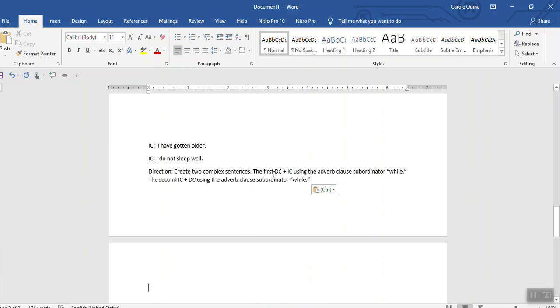I want you to create two complex sentences, but now I want you to use the adverb clause subordinator since. So you want to decide which one of these you're going to put the adverb clause subordinator since in front of. Then you're going to create a complex sentence that has a dependent clause in the front. Then you're going to do it again, but with a dependent clause in the back. All right, go ahead and pause the webinar and then start it back up when you're ready and you'll hear the answer, okay?